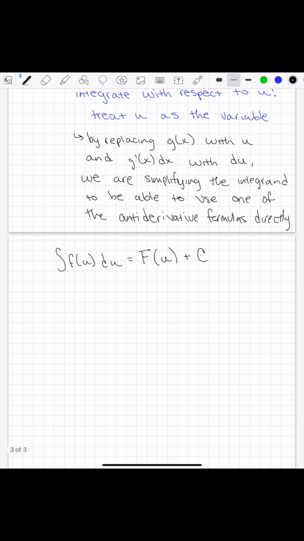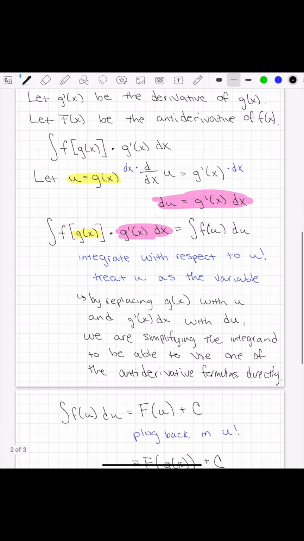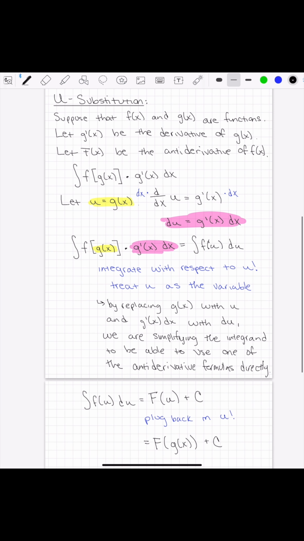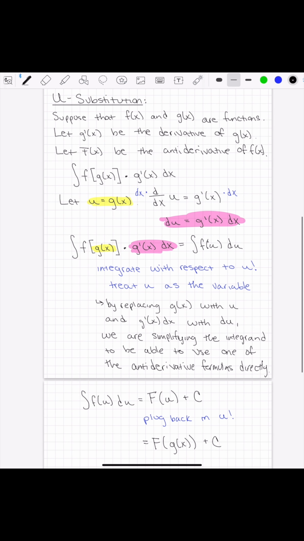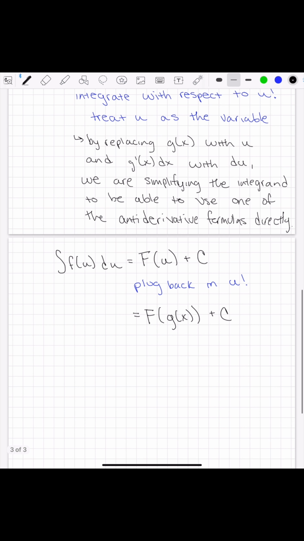And so we integrated with respect to u. When we do an example, we'll use an actual antiderivative formula, and then at the end, we're going to plug back in u. So this is going to become capital F of g of x plus c, remember, u is equal to g of x. So this is what U-substitution is and the whole idea behind it. I'll write these steps out more concisely, but I'm going to first do an example in order to hopefully get all of this to make more sense.